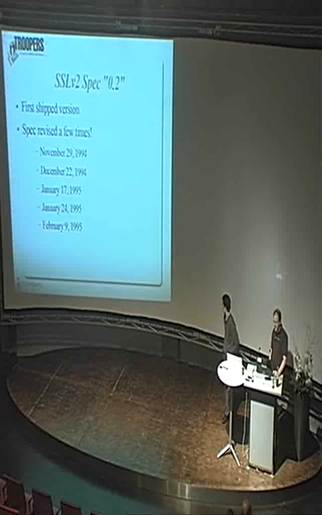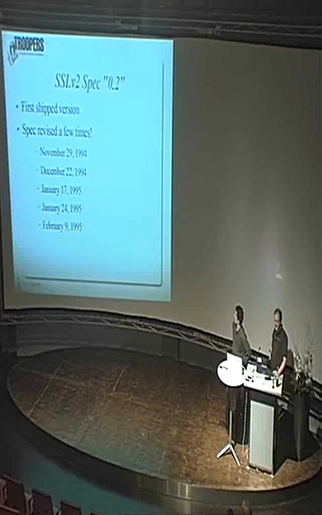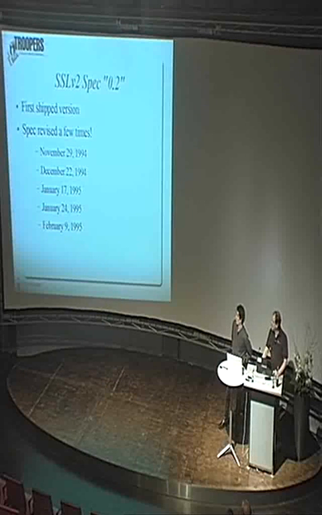Something they called 0.2 of their spec was the first thing that shipped, and it's known today as SSL v2. That spec was revised a few times. I count 5 times in 4 months, and those are the ones we know about.